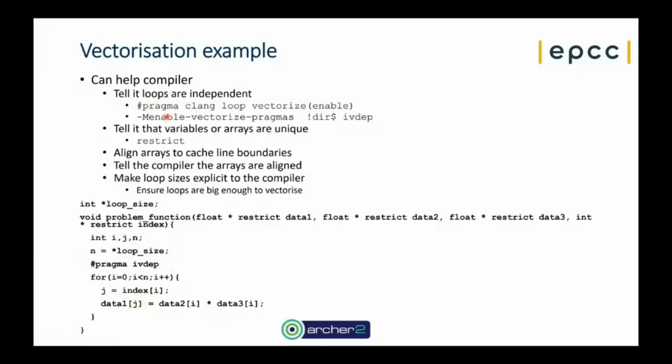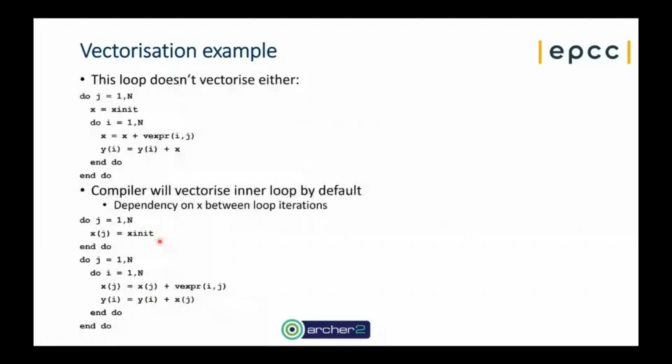So you can use things like this one up here, #pragma clang loop vectorize enable, which will allow that loop to vectorize. So here's an example where the compiler won't do a good job of vectorizing this loop because of the structure of it. This is in Fortran, but the reason it won't vectorize this loop is because of this X variable in the middle, and so there's a dependency there.